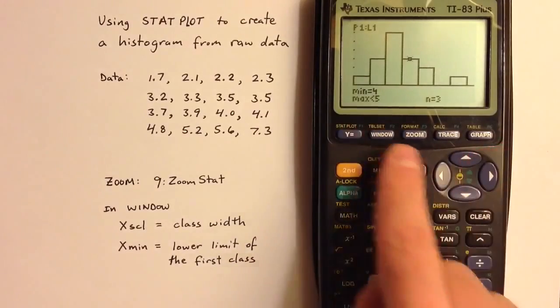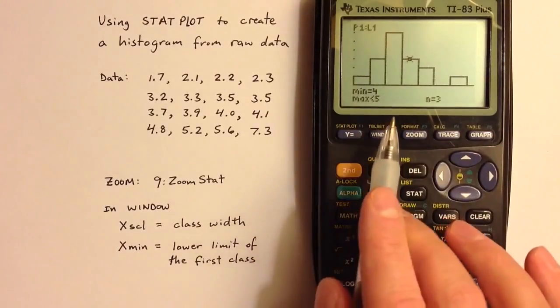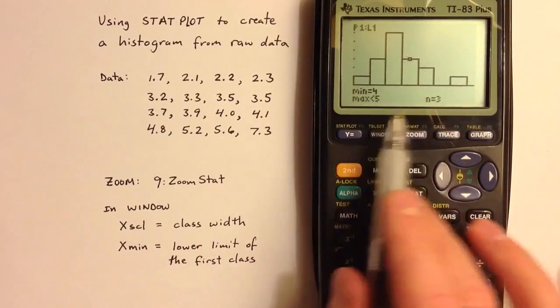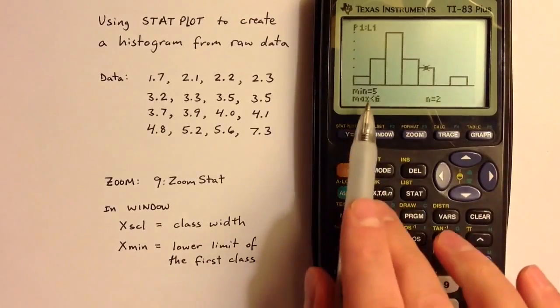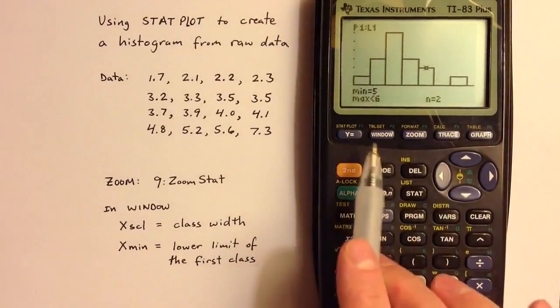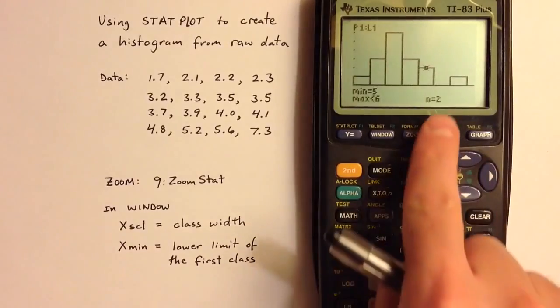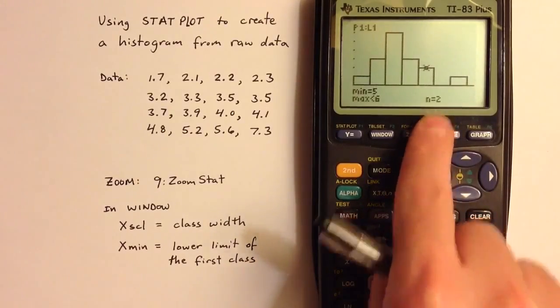Notice that the actual maximum value, so if we had a data value of 5, it would go to the next bar. It wouldn't be included in this one. So the next bar starts at 5. So boundary values go to the right. And we can also see the number of values in each bar.